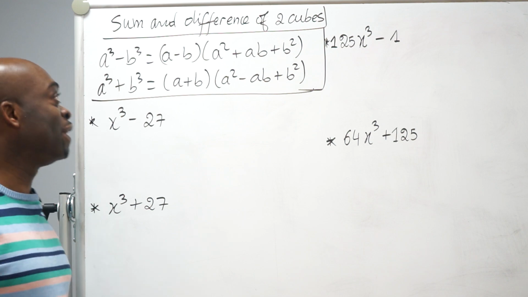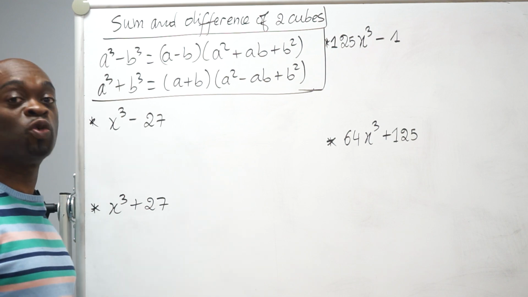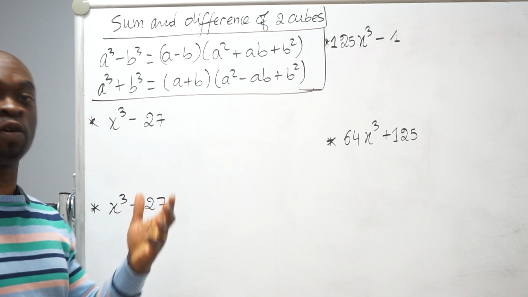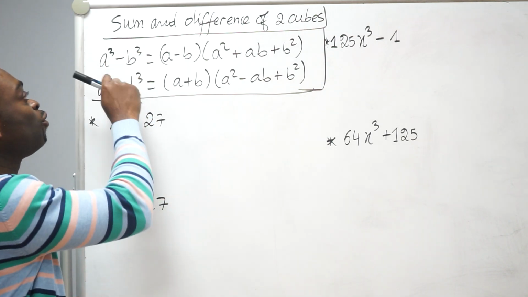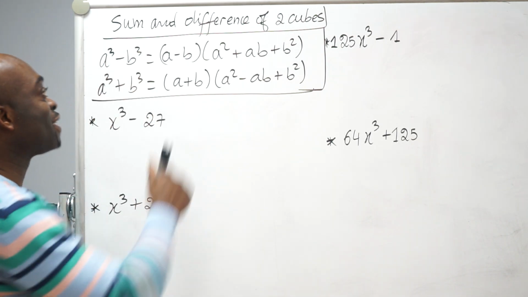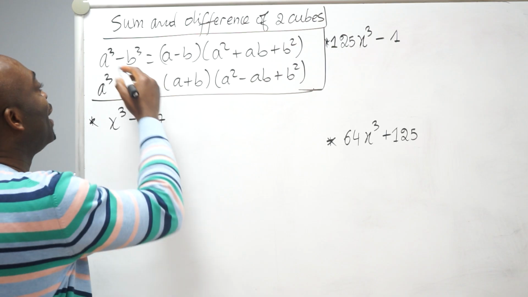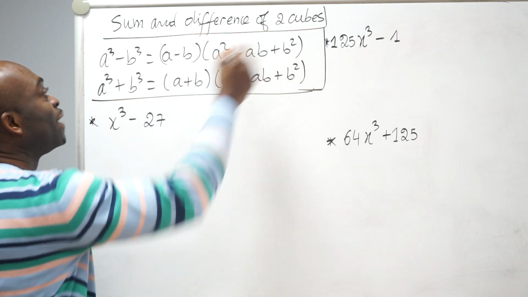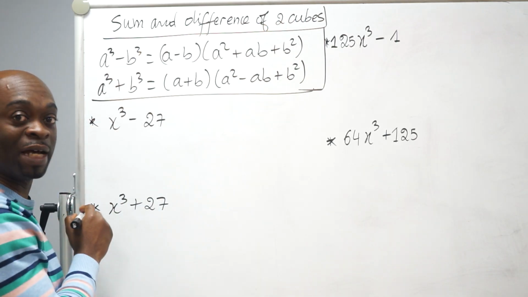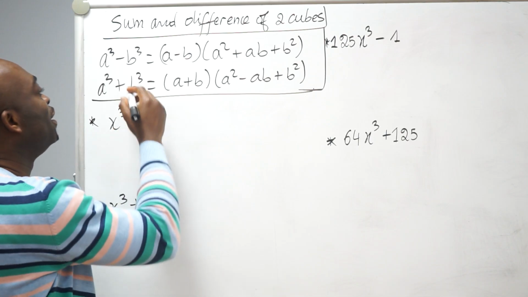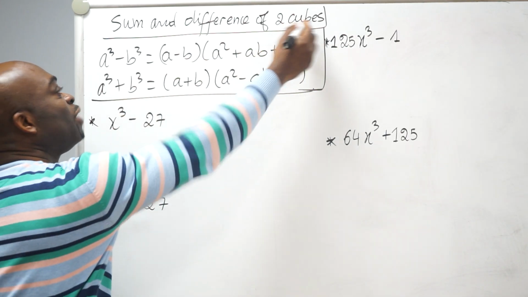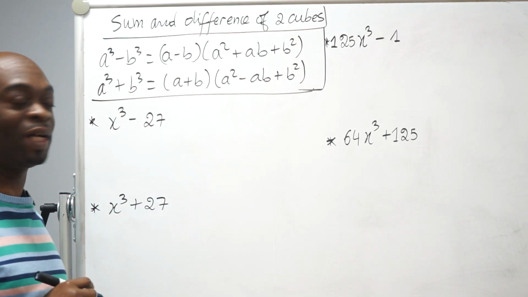Guys, we're dealing with the sum and difference of two cubes. So we've got two terms with a minus sign in between. That's what we call the difference, and then the cube. And when it's the sum, that's a plus sign, an addition sign. Then we have the two terms, and then we have the cube right there.